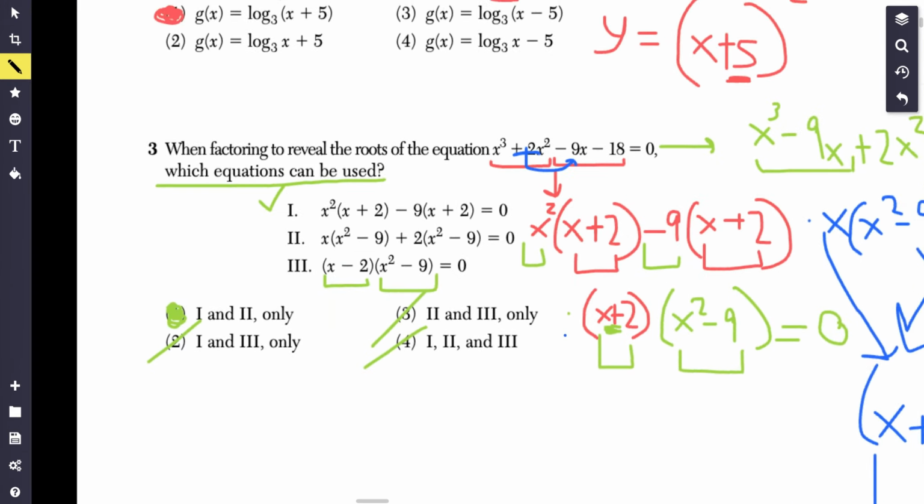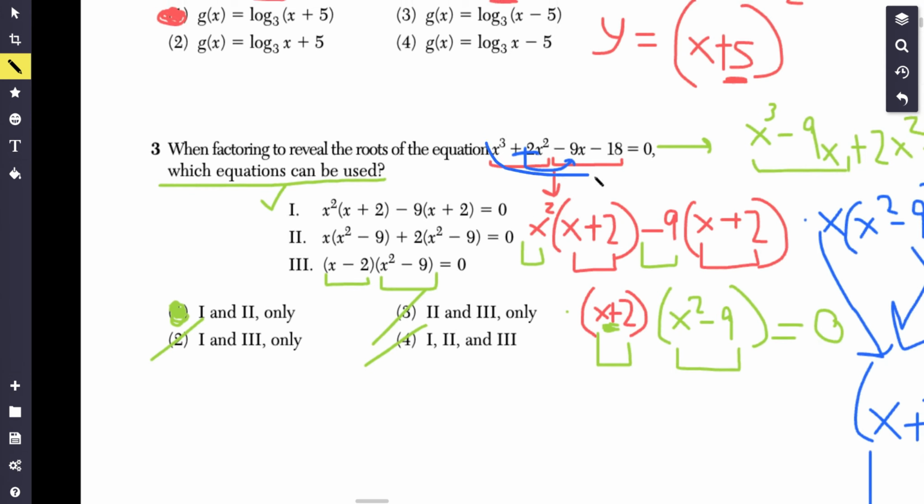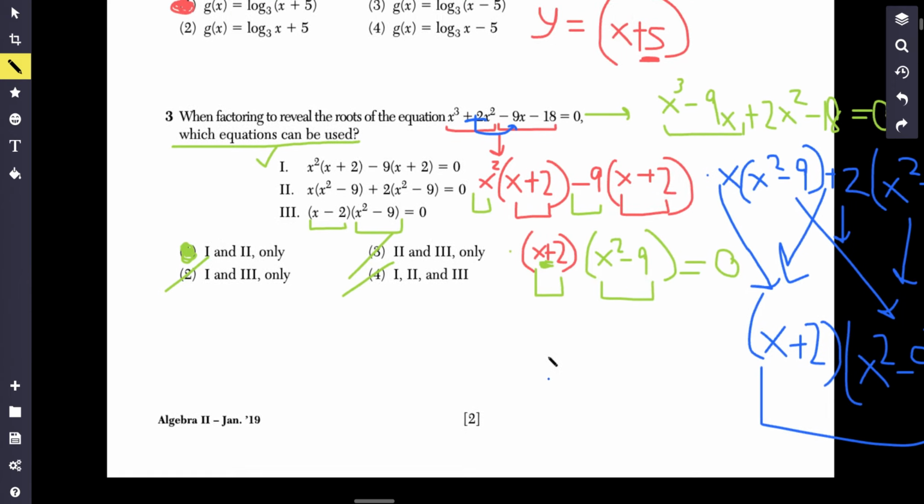One way to do this is you just plug this equation into your graphing calculator, and you can plug all 3 of these equations into your graphing calculator and check which one of these graphs actually matches up with the graph of this one. Another way to do it is just do the distributive property, and then find out if it matches this equation. So whatever method you like, it's all good.